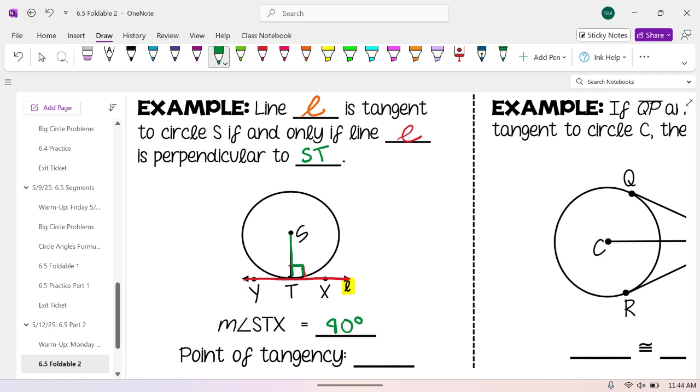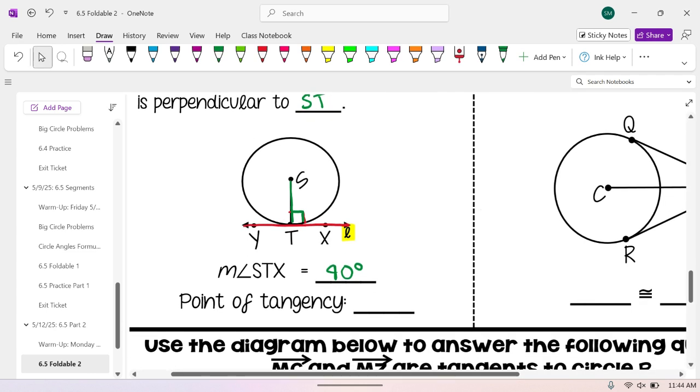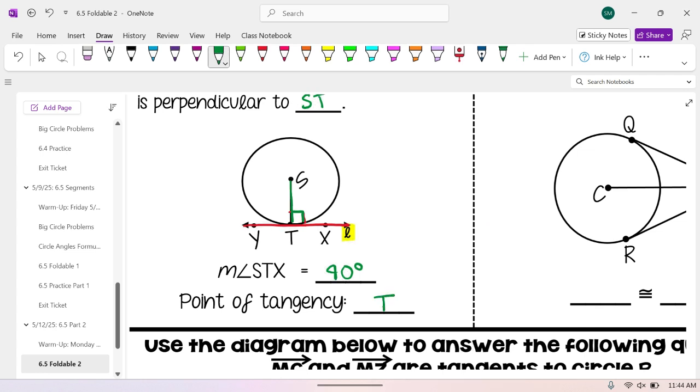Now, what's the point of tangency? What letter? So in other words, what's the point where the tangent line hits the circle? T. All right, so for that one, we're just restating what they told us on the previous page.